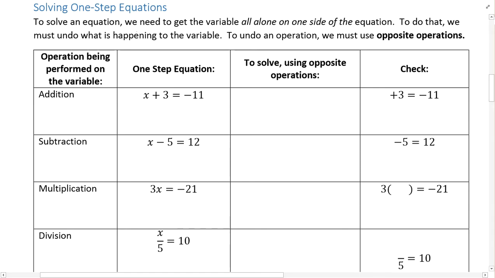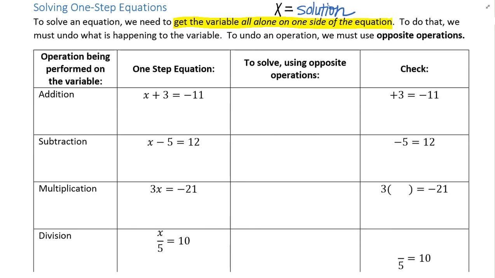So to solve an equation, one key thing that we need to be able to do is to get the variable all alone on one side of the equation. So our goal is to have something like this. Let's say our variable is x. x equals, and then you're going to have your solution, which should just be a number. Okay, so that is our goal.